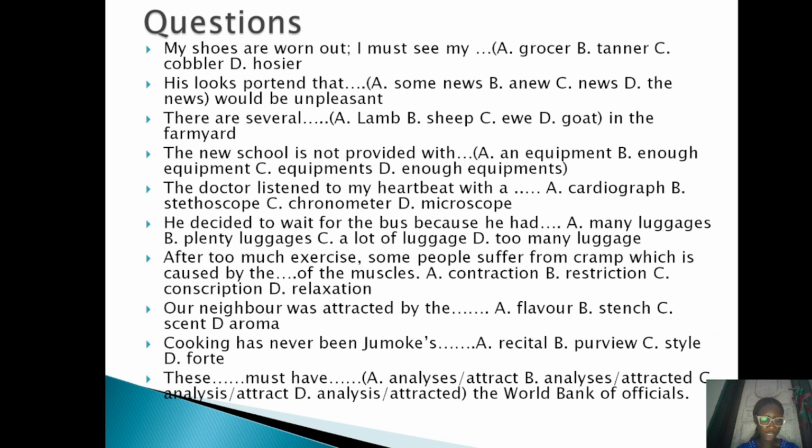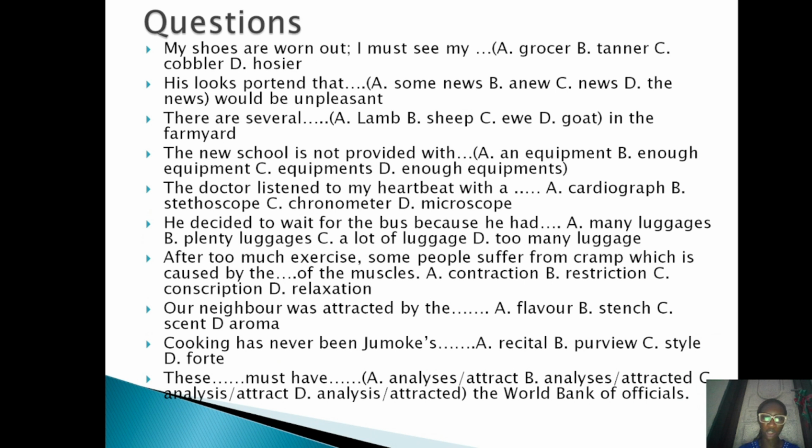The new school is not provided with dash. A, an equipment. B, enough equipment. C, equipment. D, enough equipments. Now remember that equipment is an uncountable noun and it cannot go with indefinite articles and it cannot be used in the plural form. So the correct option is option B. This new school is not provided with enough equipment.